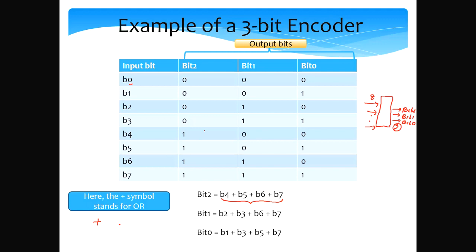Similarly, if we take a look at bit 1, when is it true? It is true when B2 or B3 are 1, or B6 or B7 are 1. So we can say it is B2 or B3 or B6 or B7. That is when bit 1 is 1. In the rest of the cases, the default prevails, which is 0. Similarly, bit 0 denotes the least significant position of the binary number. So bit 0 is true if either B1 is true or B3 is true or B5 or B7. So this is the Boolean equation of bit 0.